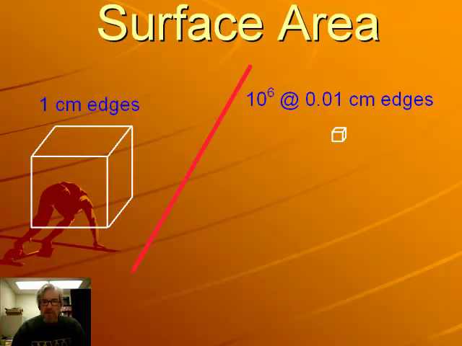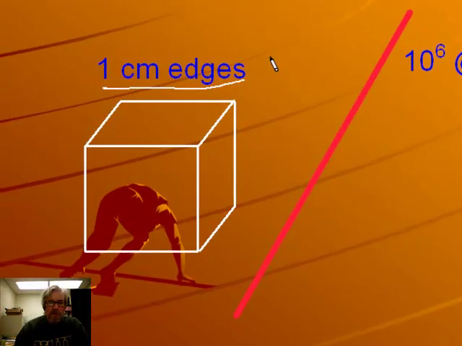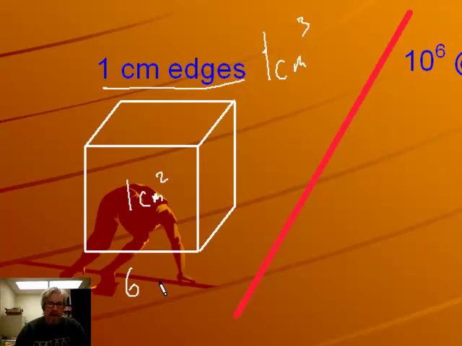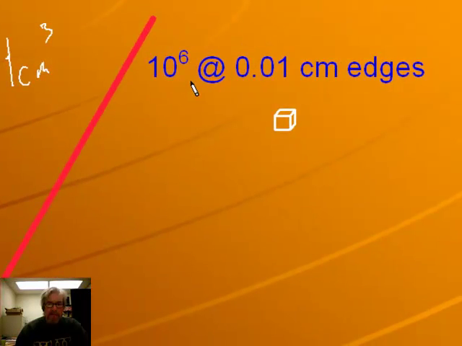Imagine that you have a cube of some material, some reactant, that has 1 centimeter edges. The total volume of material here is 1 cubic centimeter. What's the total surface area? Well, on each face you're going to have 1 square centimeter, because we have 1 centimeter edges. And there are 6 faces, so that means the total surface area for contact between reactants is going to be 6 square centimeters.